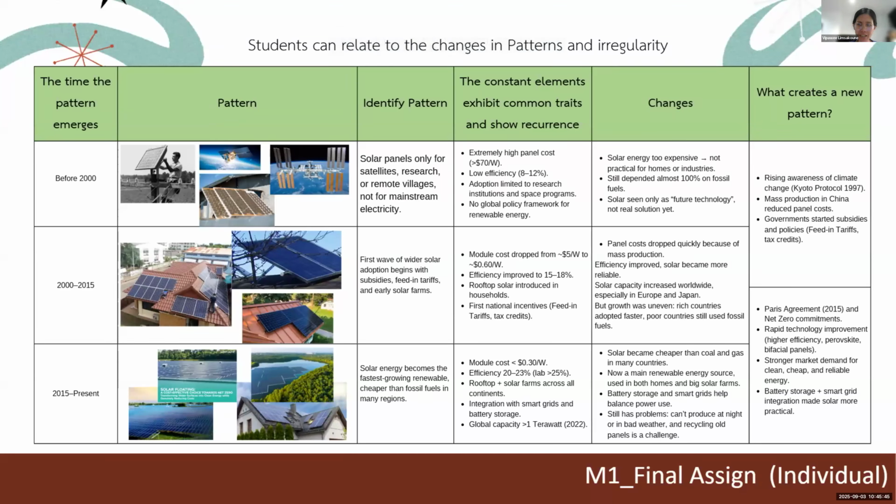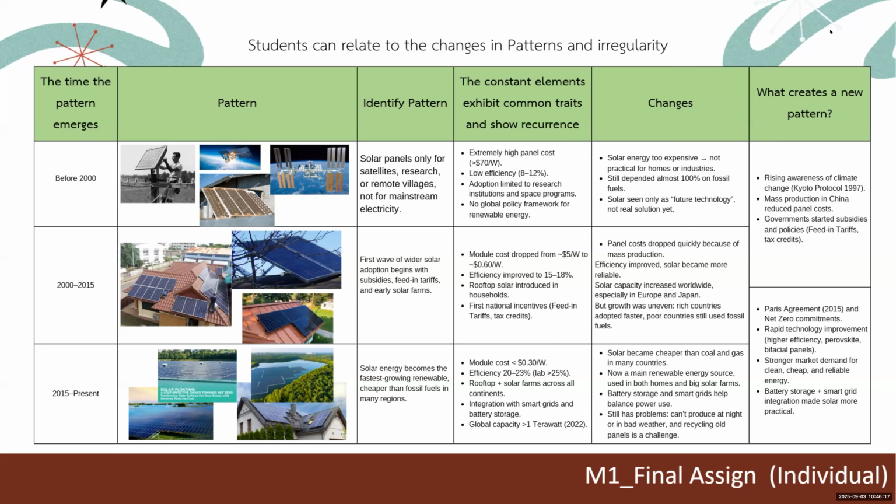Can I start? Yes please. My pattern is solar energy. The first pattern is the early stage, before around 2000. At first, solar energy was very expensive and not efficient. It was used mainly for satellite research and in small remote areas. Fossil fuels were still dominant, so solar was not ready for daily life.